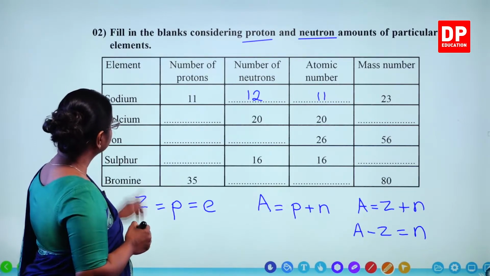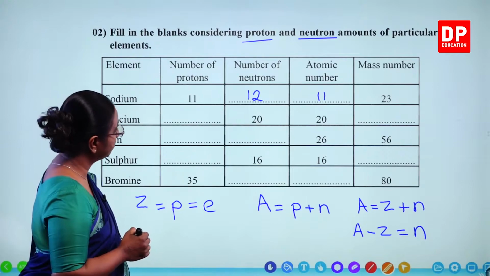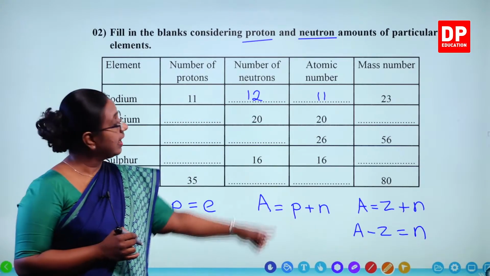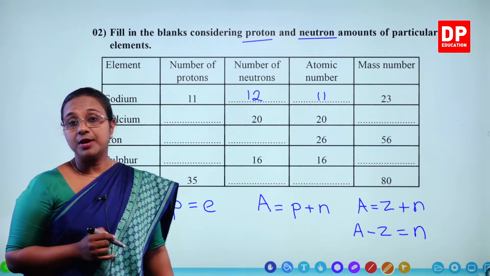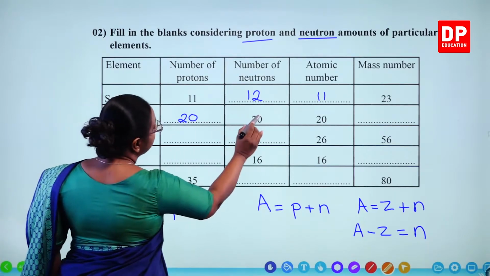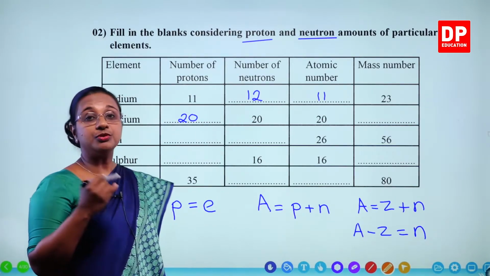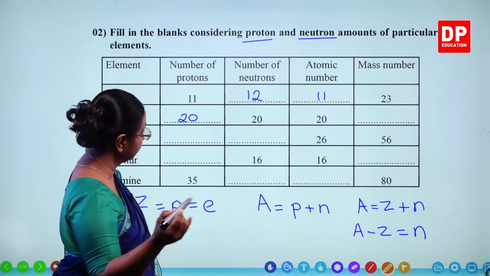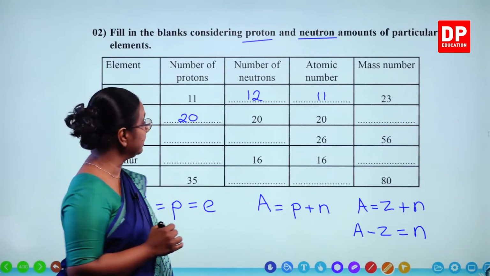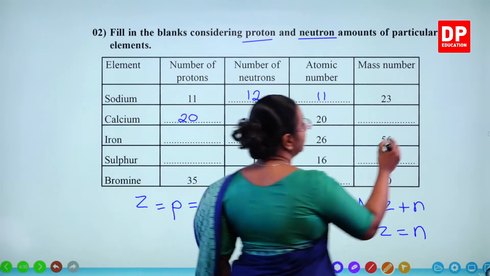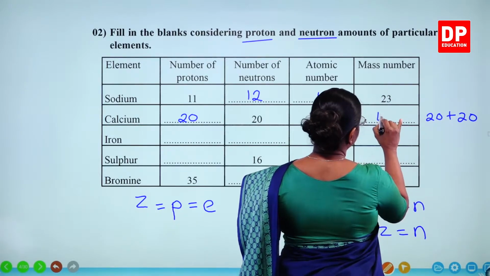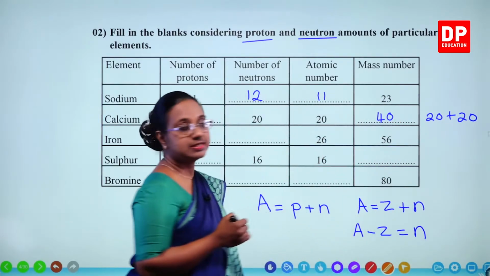Then the second one, calcium. We don't know the number of protons; number of neutrons and atomic number are given. Atomic number is equal to number of protons. So we can write it as 20. Then number of protons and neutrons are both equal to 20. So we can easily find the mass number. How do we find it? 20 plus 20. So the value is 40. Is that okay, students?